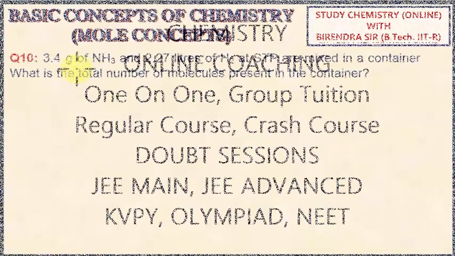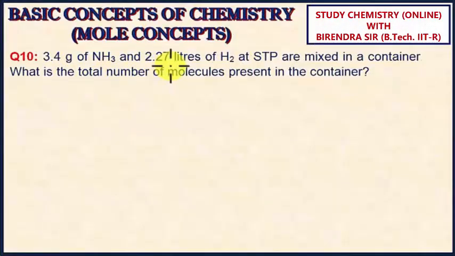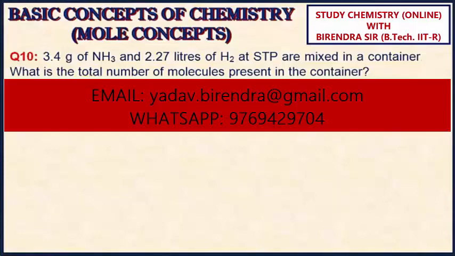Now I'll take another question here. Here the question says 3.4 gram of NH3 and 2.27 liters of H2 at STP are mixed in a container. What is the total number of molecules present in the container? I think you should solve this question on your own. You can convert mass into moles, volume at STP into moles, and then the total number of moles will help you in finding the total number of molecules. You can share your answer with me in the next video lecture.